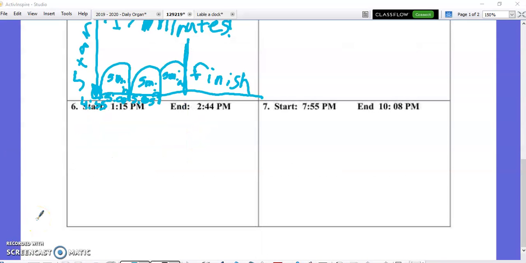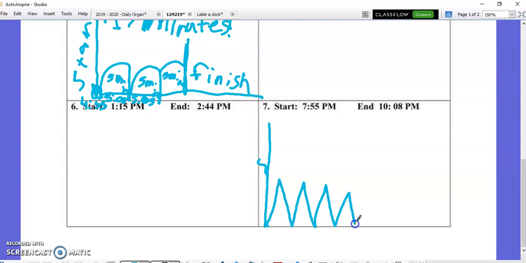Now use that same strategy for question number 5 and 6 as we move on to question number 7. Question number 7 has a starting line of 7:55 as the student is correctly identifying as the S for start. 7:55 is the start of this race. This time it's a little bit different than what we saw in question number 4 because you are able to use mountains. And you can see this student is going through the mountains.